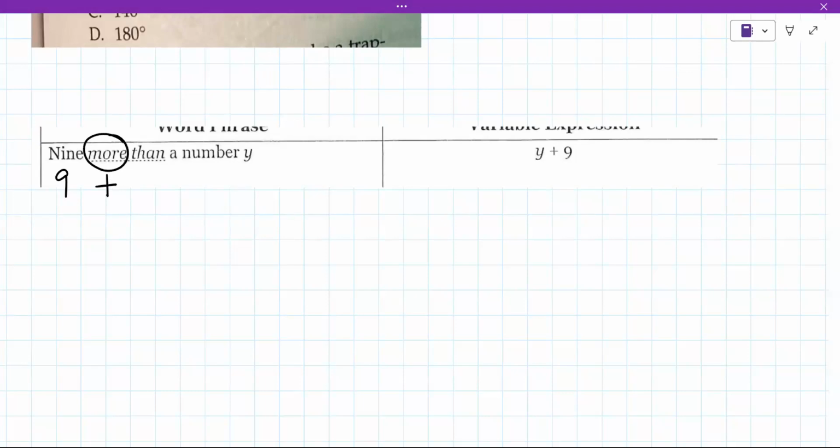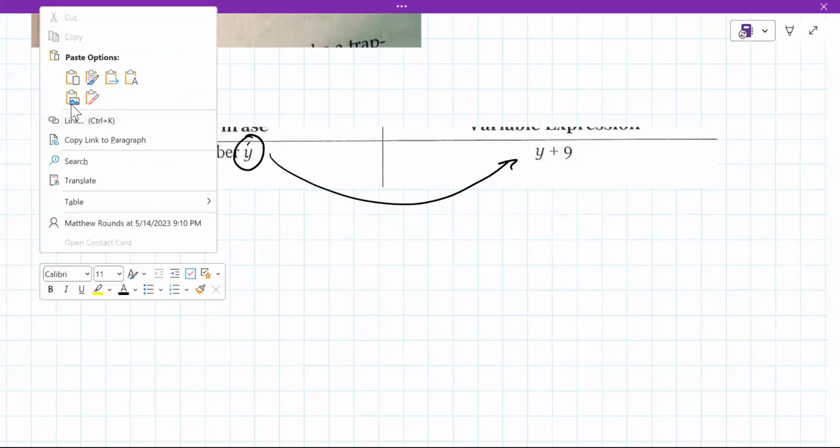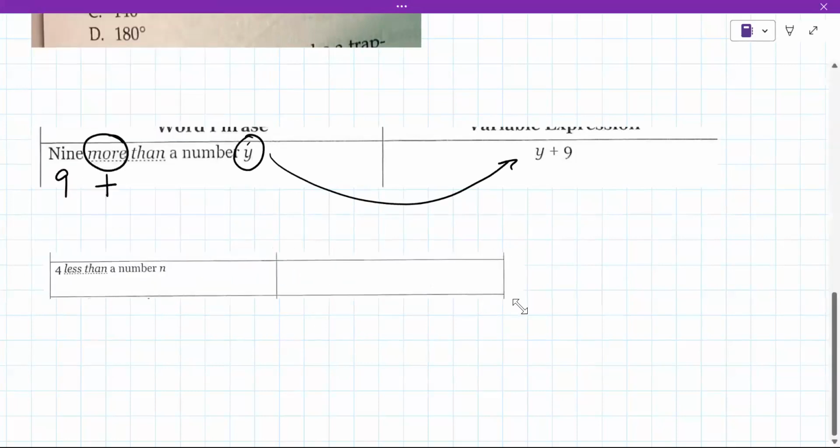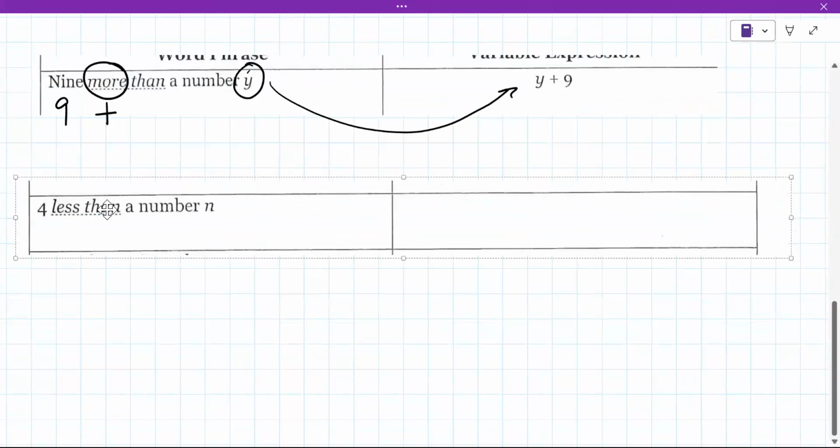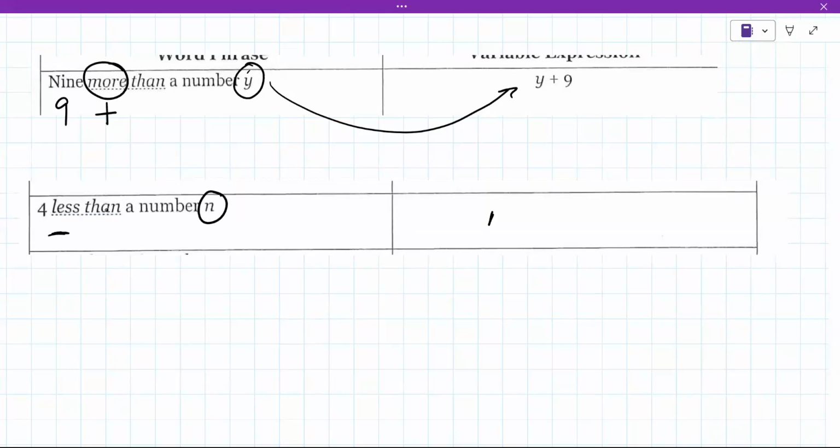Let's look at another one here. And notice, one more thing, they give you the variable y on the right here. All right, another one: 4 less than a number n. The word less means subtraction. Subtraction is a little bit awkward in that you have to start with the letter and then subtract the number, in this case 4.